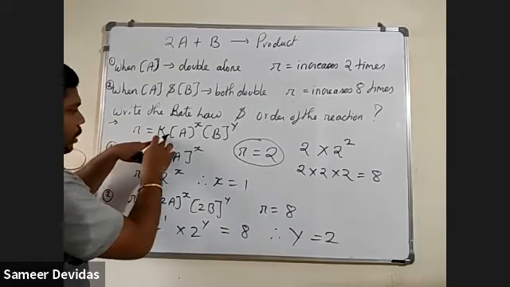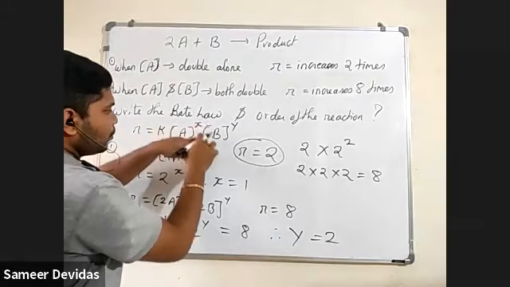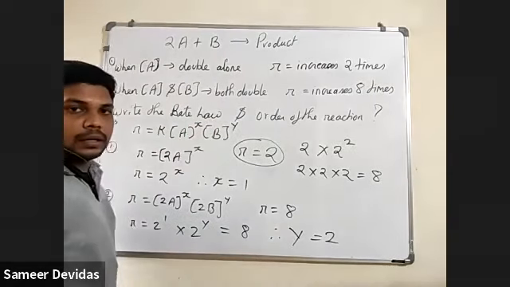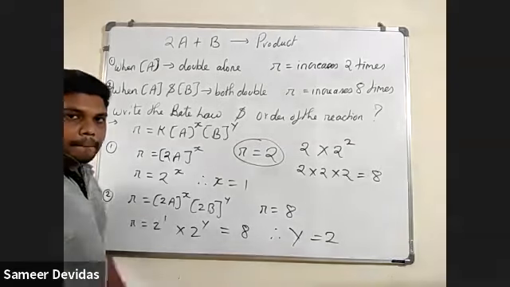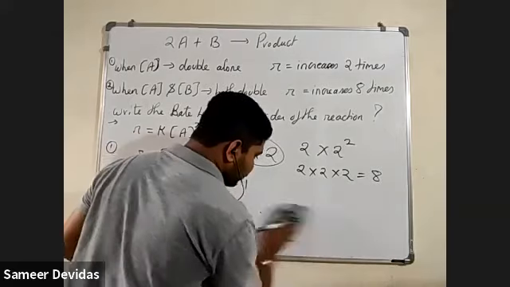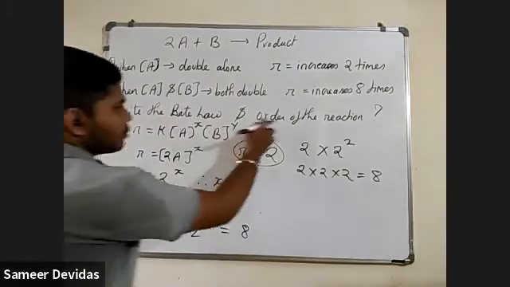So you now write down the rate law for this. R is equal to K A raised to 1 B raised to 2. Write down, everyone. Clear? Yes, sir. Okay.